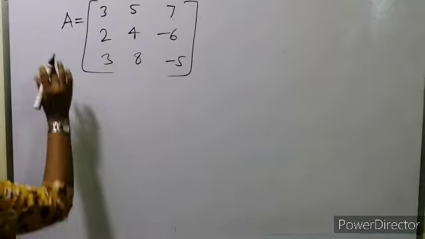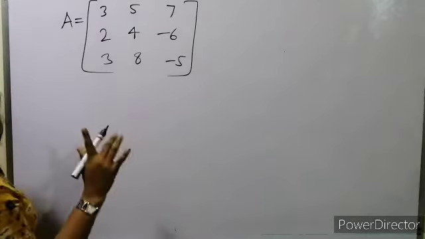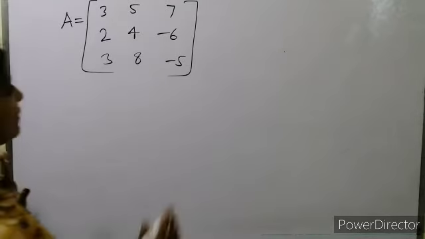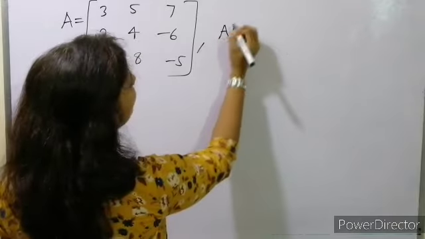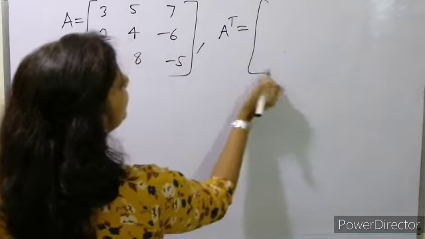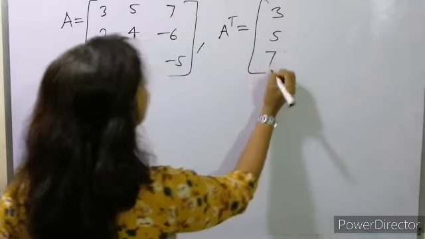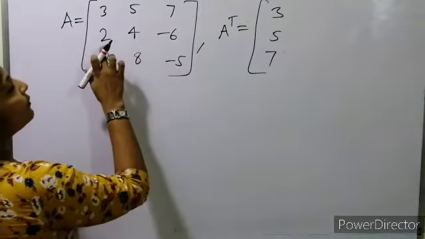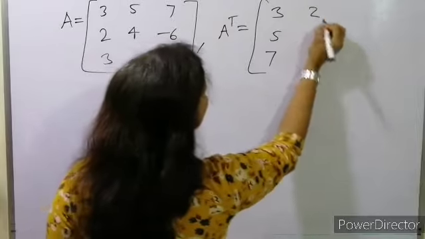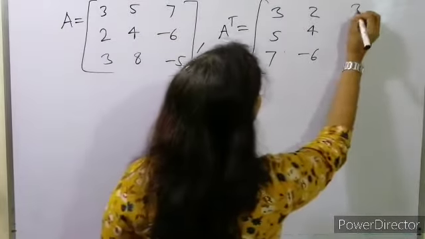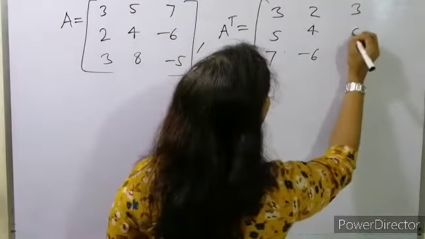This is a matrix A. The values are given. Now what we have to do? We have to check whether this is a symmetric matrix. First, we'll find out the transpose of the matrix. The transpose is 3, 5, 7; then 2, 4, minus 6; then 3, 8, minus 5.